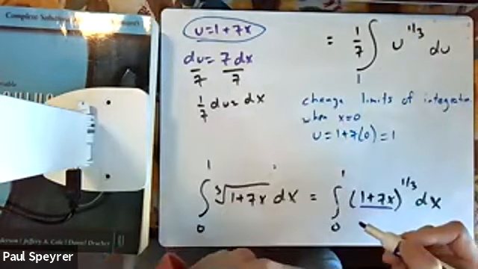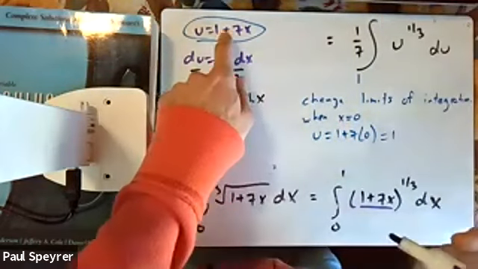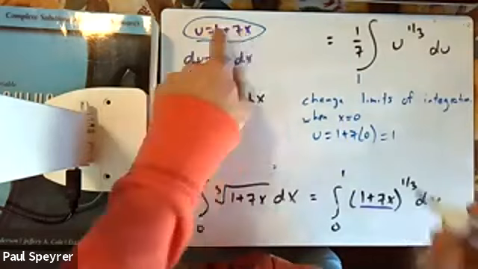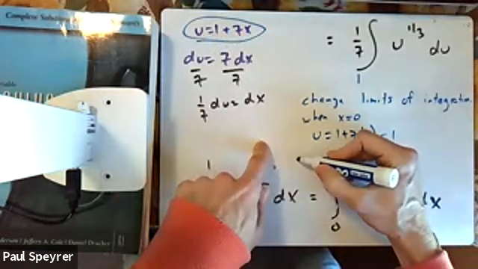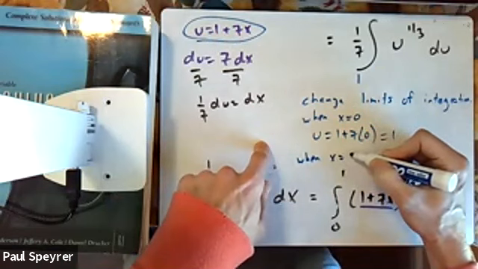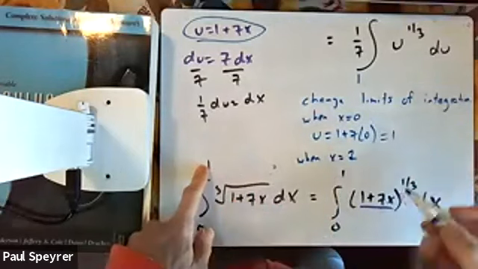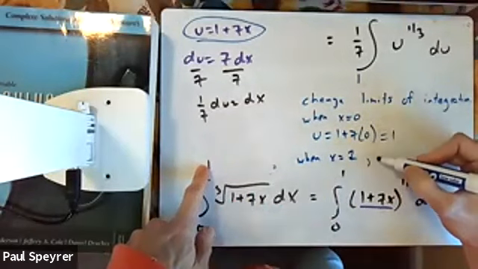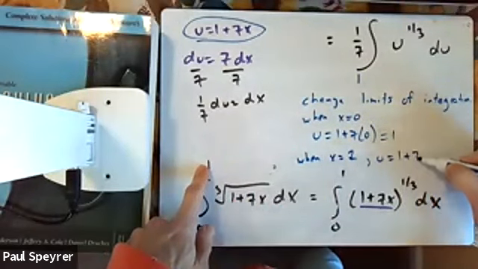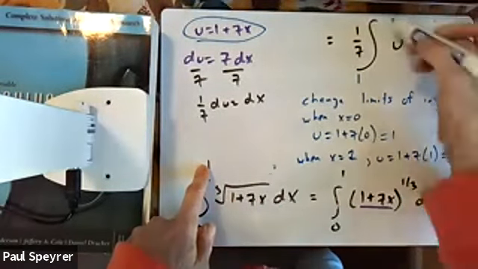Okay? Now we need to figure out the upper limit. How are we going to do that? Same thing. We're going to use that relationship between u and x. So when x equals, what did we have? 1, right? Because that was our initial upper limit. We have u equals 1 plus 7 times 1. What does that give us? 8 right there.